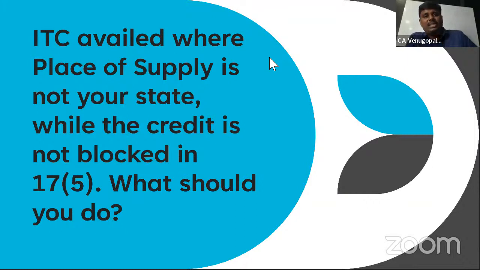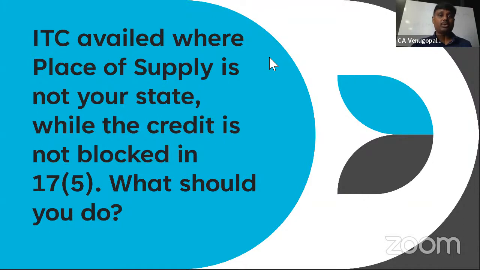The hotel has charged me CGST, SGST of Maharashtra. The invoice has been issued in my firm name. The invoice is in my firm name, but it has been issued in the state of Maharashtra. Now, what do I do? Ideally, these credits are not eligible. You should not avail these input tax credits.